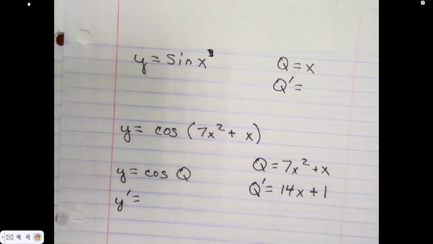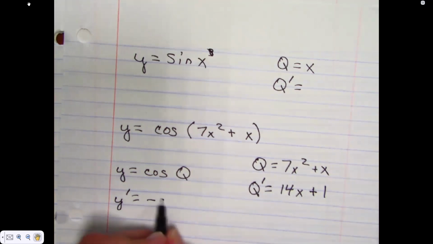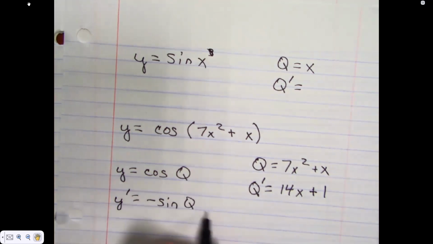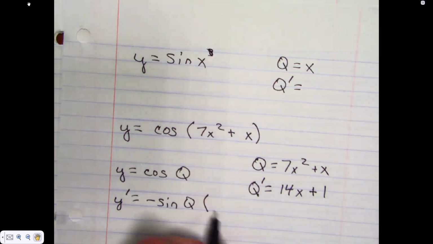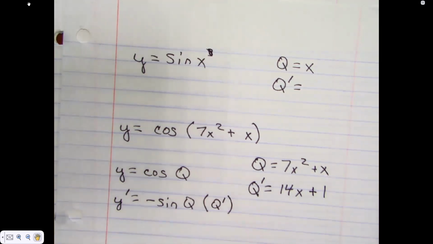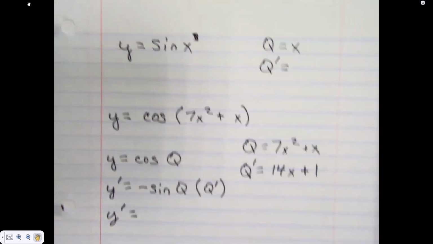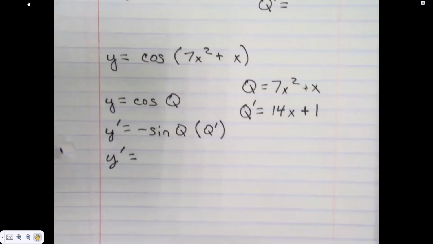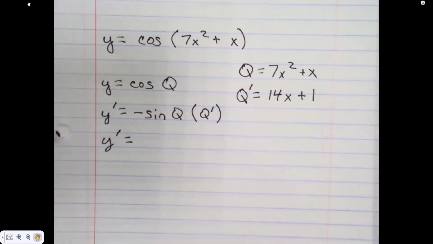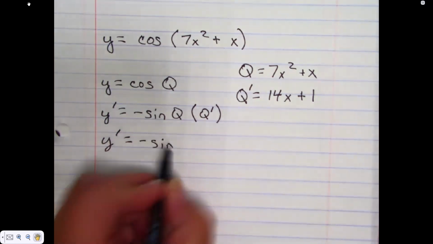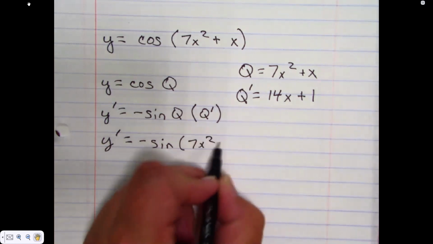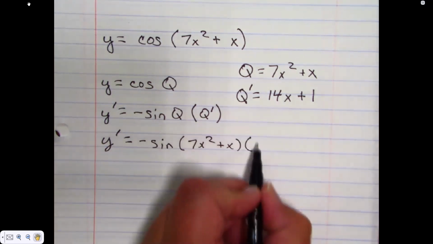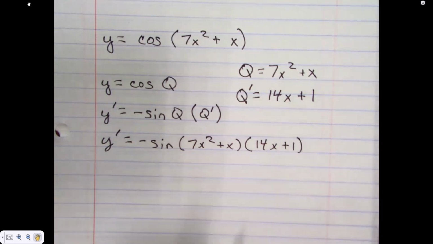Derivative of cosine is negative sine. And then when you've got a q, you just take it independently times the derivative of q. And that's it. Now we just have to push back to x's because the original problem had x's. So derivative, let's go up. Okay, so negative sine of q, and that goes back into the parentheses, and then times the derivative, 14x plus 1.